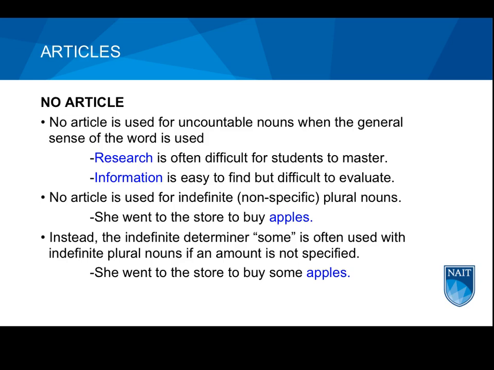The biggest challenge when it comes to articles, especially for students for whom English is their second language, is when not to use an article before a noun. No article is used for uncountable nouns when we're talking about that noun in the general sense. We've already seen that the nouns research and information are abstract and therefore uncountable.